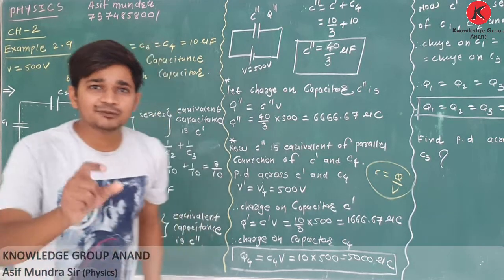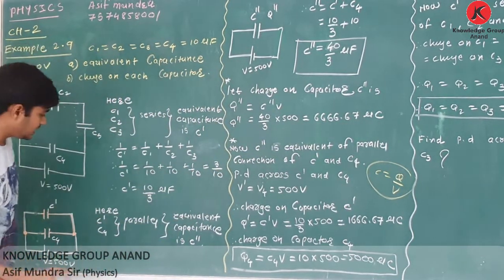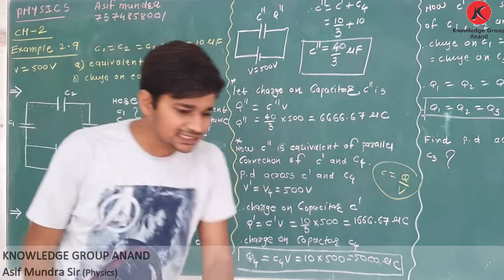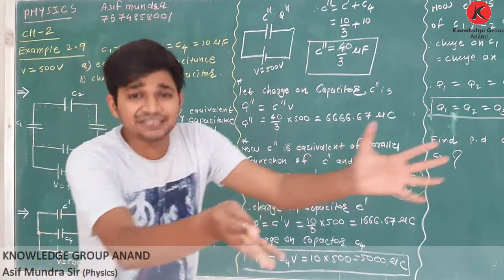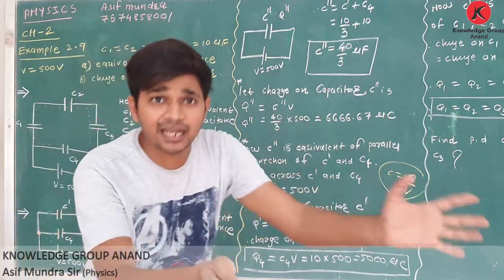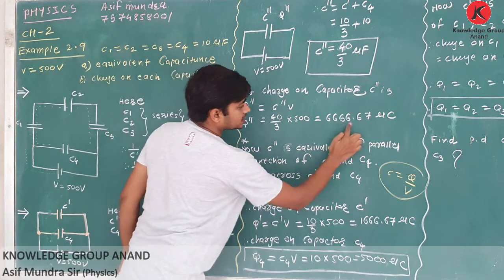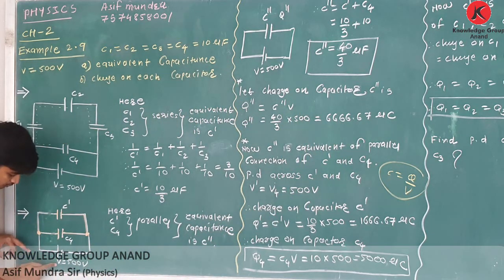Clear? Okay. Now see, what is the reason I have found this? We know that in series connection, charge is the same. But in parallel connection, charge gets divided. See, what is the total charge supplied by the battery? It is 6666.67 microcoulomb. From this battery, the total charge supplied is 6666.67 microcoulomb. Then from this point it is divided into parts.